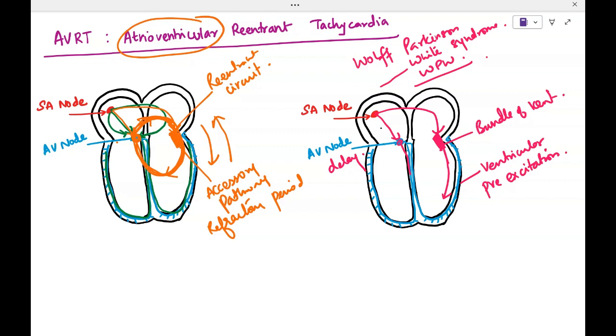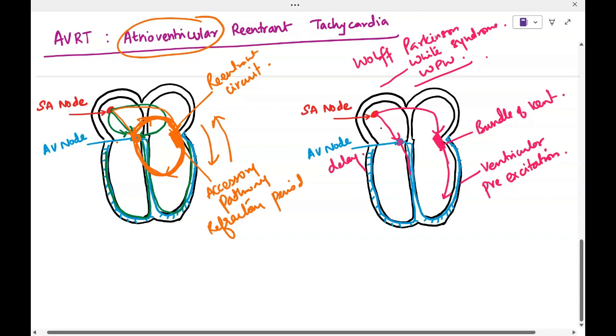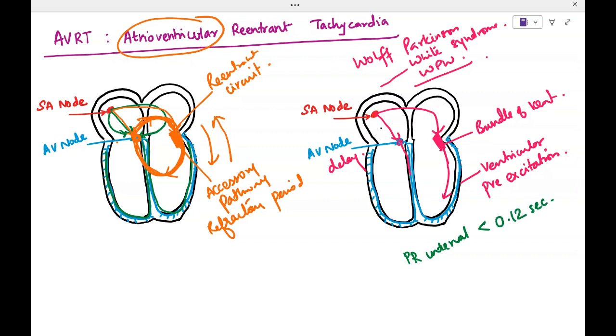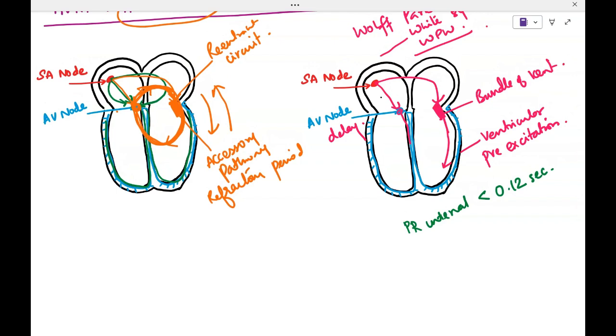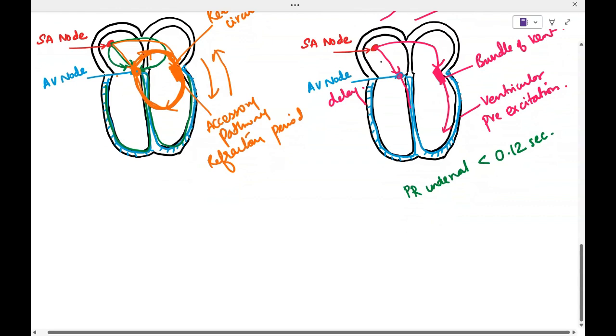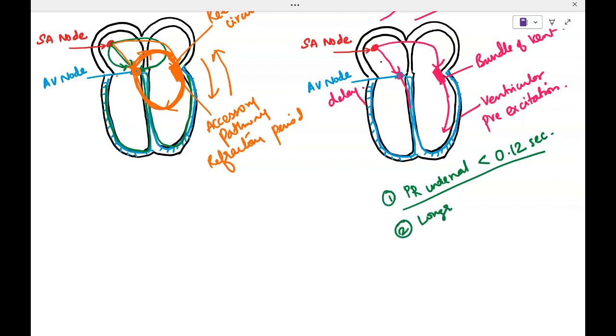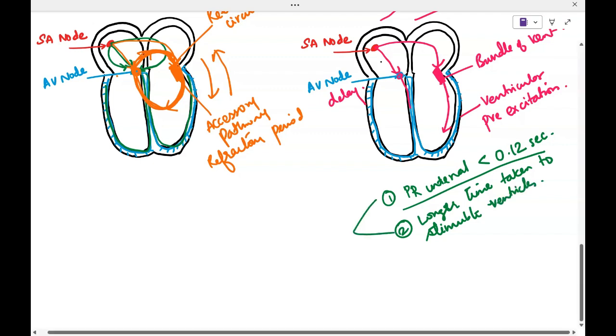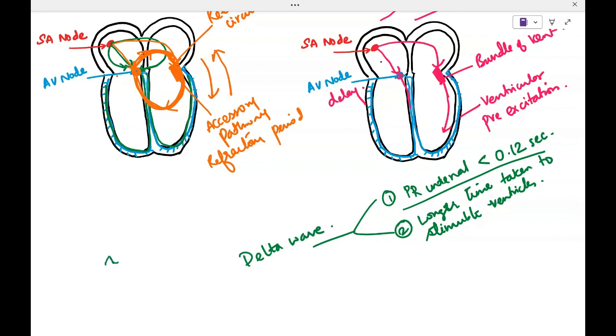That is why one important feature of this WPW syndrome is a PR interval of less than 0.12 seconds. Now, the impulse coming through the bundle of Kent takes more time to stimulate the ventricles, and along with the PR interval being less than 0.12 seconds, these two are the reasons, the longer time taken to stimulate the ventricles. Both reasons are responsible for the delta wave. So there is a P wave and there is a slurred upstroke, and this is the delta wave.